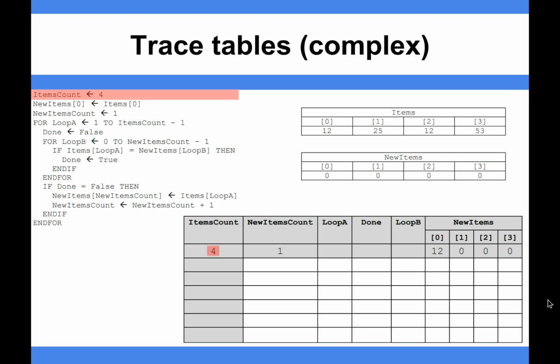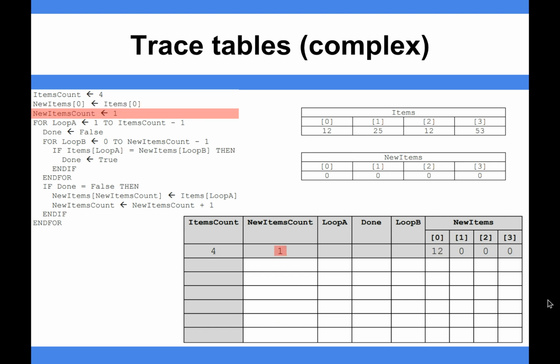So you can see the first line that's run is items count equal to 4. We can see that's already filled out on the trace table, so I don't need to change that because that's been defined for me. Then it would say new items at position 0 is equal to items at position 0, which is there, look, 12. So you can see that's why it's 12 there: new items at position 0 would equal 12 because it's equal to items at position 0.